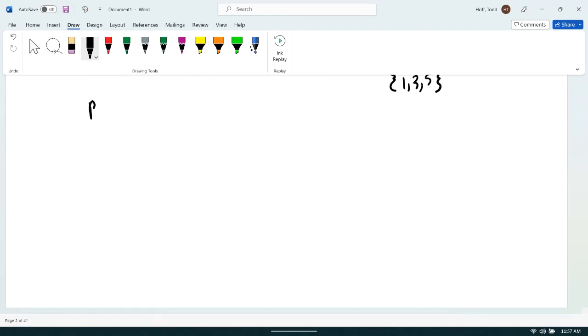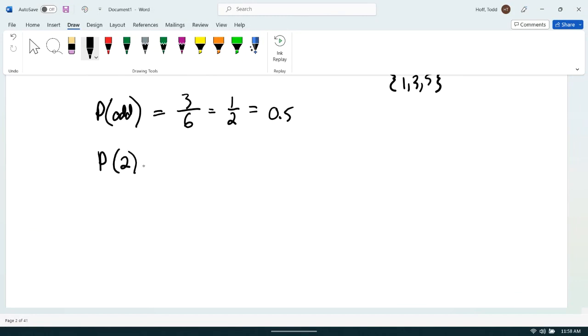So the probability of rolling an odd number on that die: there are 3 odd numbers out of 6 total possibilities. That's 3 out of 6, or 1/2, or 0.5 probability. The probability of rolling a 2, well, there's only one 2 on the die out of 6. So it's 1 out of 6, or a 0.1667 probability.